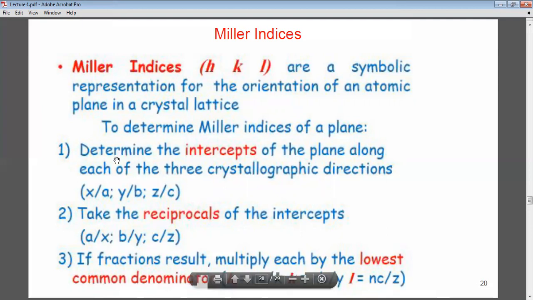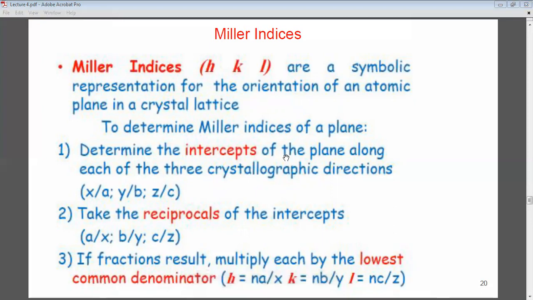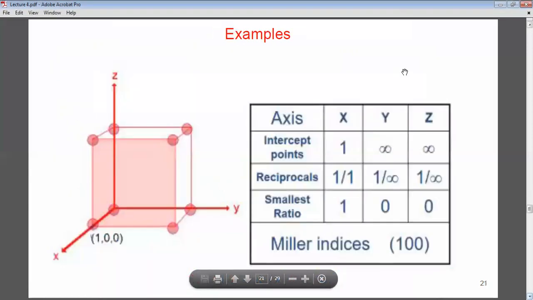First, I'm going to show you examples so you will see it's not super difficult, but first, this is how we do it. We determine the intercepts of the plane along each of the 3 directions. So wherever it hits the X, Y, and Z axis, then I take its reciprocal. So if it hits the X-axis at half, it means it's 2. I take the reciprocal. And finally, if we have fractions, we multiply by the lowest common denominator so as to get rid of the fractions. Let's look at examples immediately.